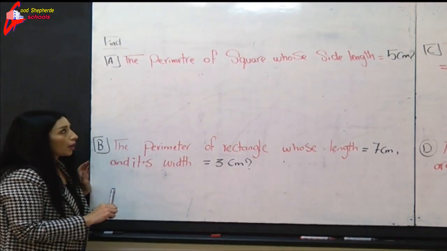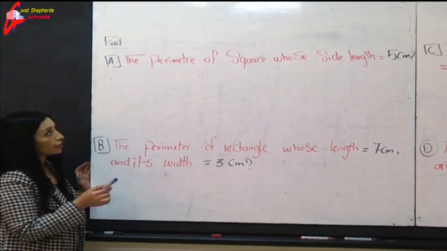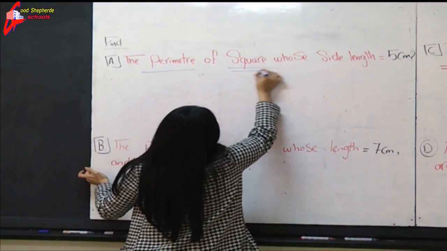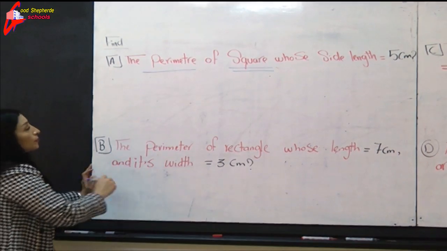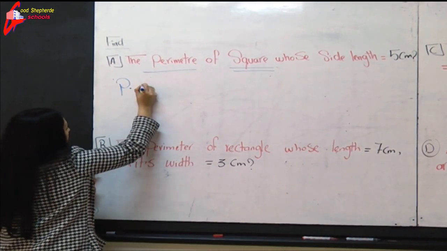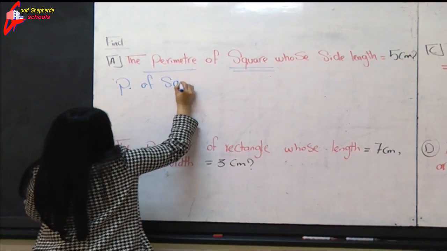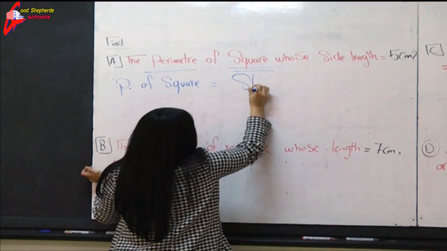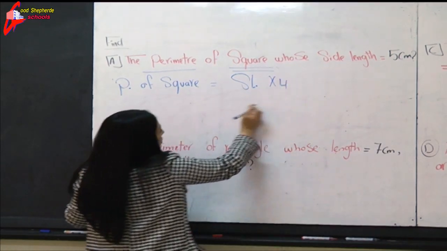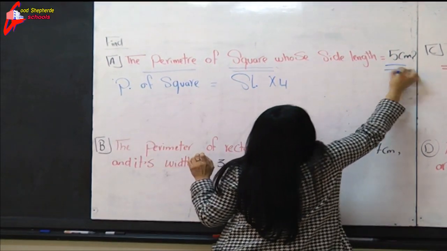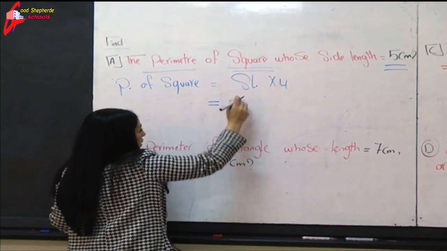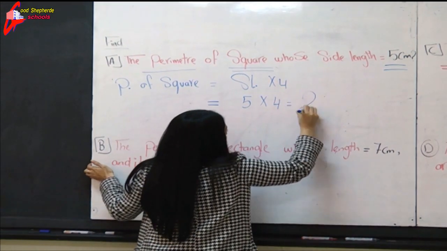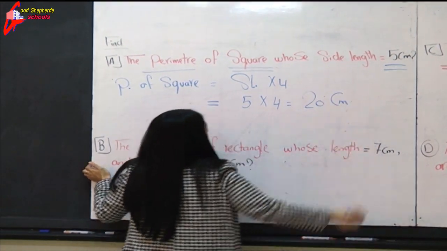Let's learn more about how to solve any question. Find area or perimeter. Here, find the perimeter of a square. At first, you must write the rule. Perimeter of square, let's remember, equals side length times 4. Here, the side length equals 5 centimeters. So, instead of side length, write 5 centimeters, multiplied by 4 sides equals 20 centimeters.